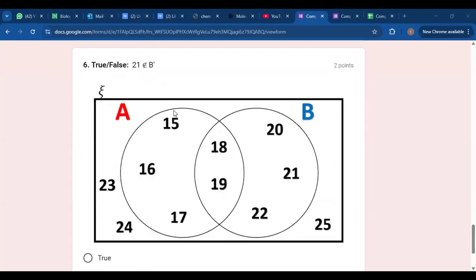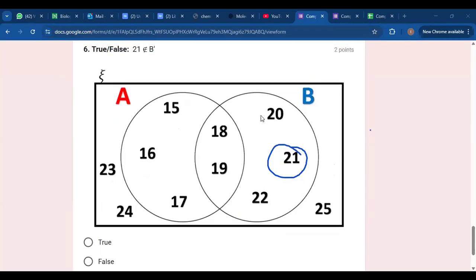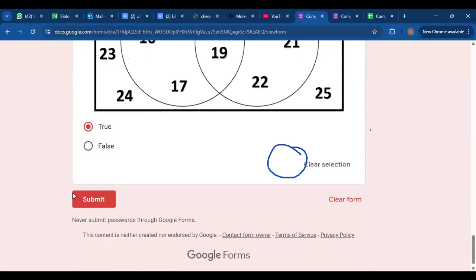21 is not an element of B complement. So where is 21? True. Okay, in B. Yeah, 21 is in B. So 21 can't be in B and be a part of the complement, wait, that's true, because it's saying it's not a part of the complement. So it is true. You understand that? Because it's saying that 21, since it's a part of the set, is not a part of the complement. So this is true. That's it.